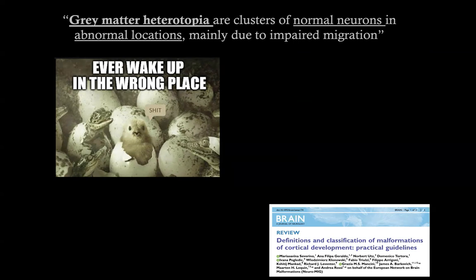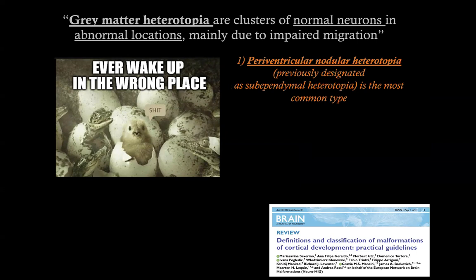So basically, what is gray matter heterotopia? It is a cluster of normal neurons, or not completely normal to be fair, but normal-looking on MRI neurons in an abnormal location. And this is likely due to an abnormal migration. Now, we have different types of gray matter heterotopia. The most frequent one is what we call periventricular nodular heterotopia.